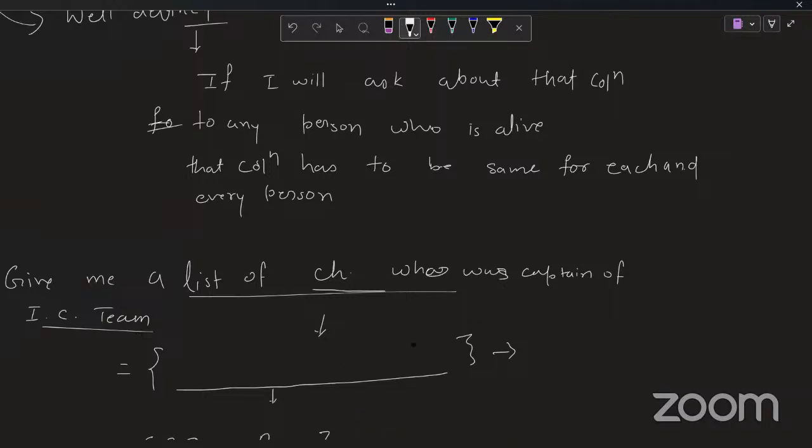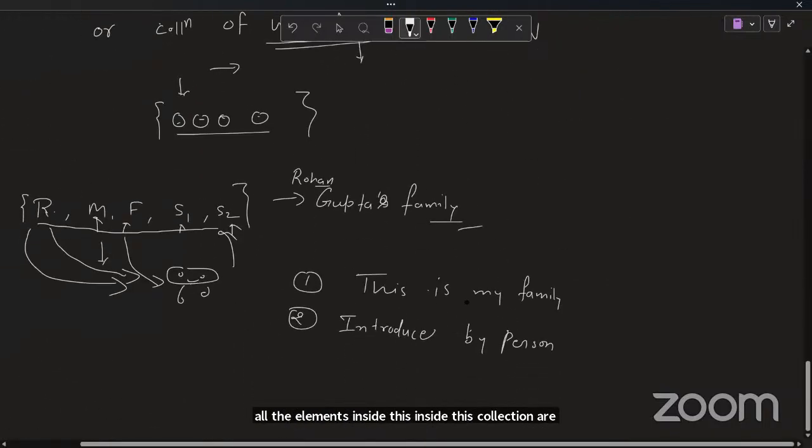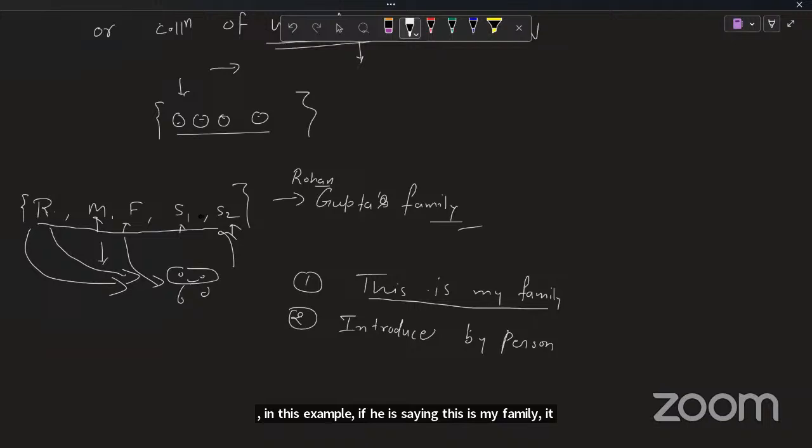So it means that all the elements inside this collection are following some specific rule. Similarly, in this example, if he is saying this is my family, it means that each and every member of that collection has to be in his family only. Either she is his mother, he is his father, she is his sister 1, sister 2, whatever it is. But it has to be that the person belongs to this family, Rohan's family. There is no other way.